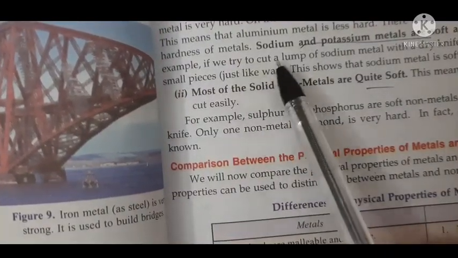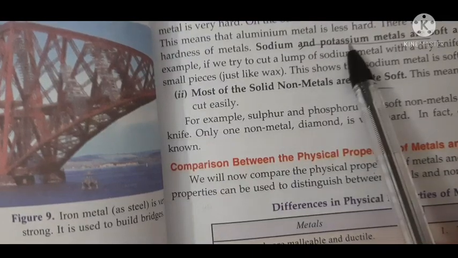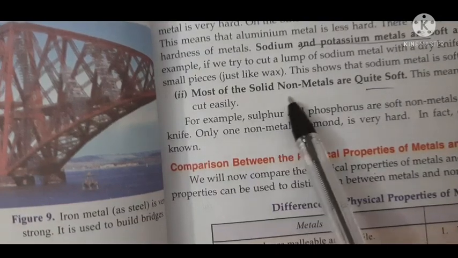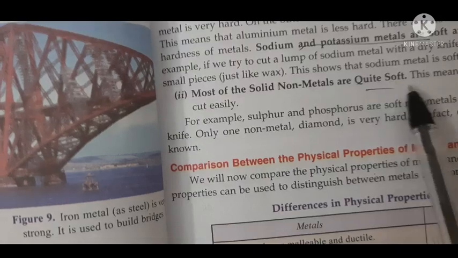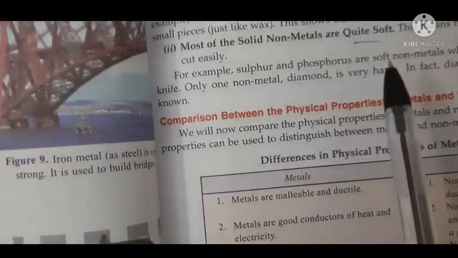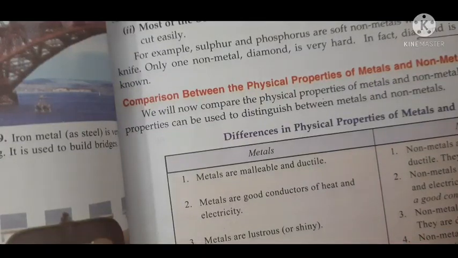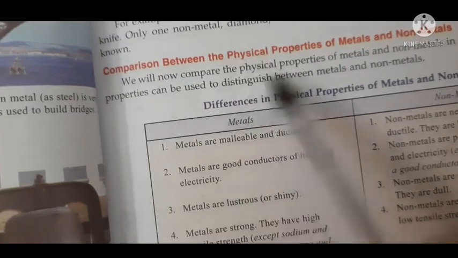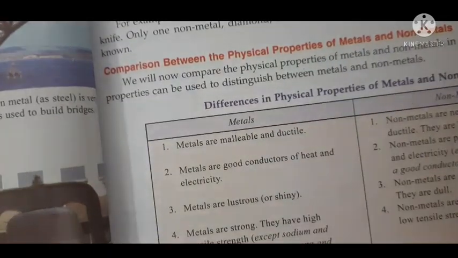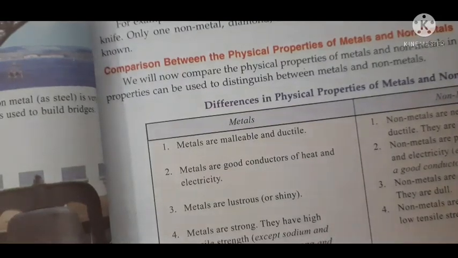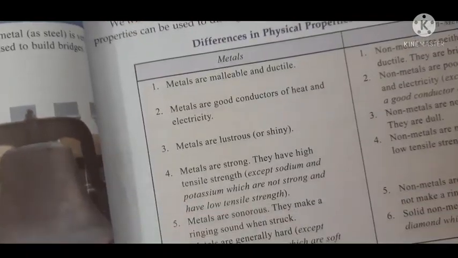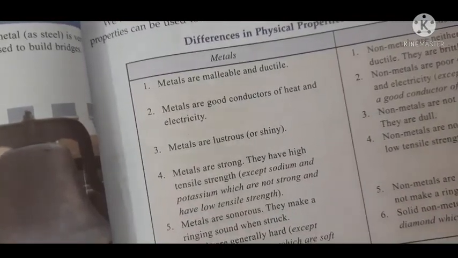Please underline: sodium and potassium are very soft metals which can be easily cut with a knife. Most of the solid non-metals are soft and can be cut with a knife. For example, phosphorus and sulfur are non-metals which can be easily cut with a knife. Please underline, diamond is a non-metal which is very hard. This is an exception. It is the hardest natural substance. Non-metals are soft except diamond. Why is diamond a non-metal? Diamond is actually a form of carbon. So these are some of the differences given, you can go through this.